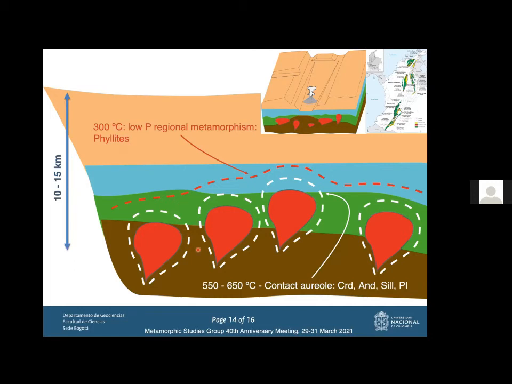And also in areas close to the large intrusives, we see contact aureoles that, when they join regionally, can form a regional metamorphic overprinting, causing the growth of cordierite, andalusite, sillimanite, and plagioclase.